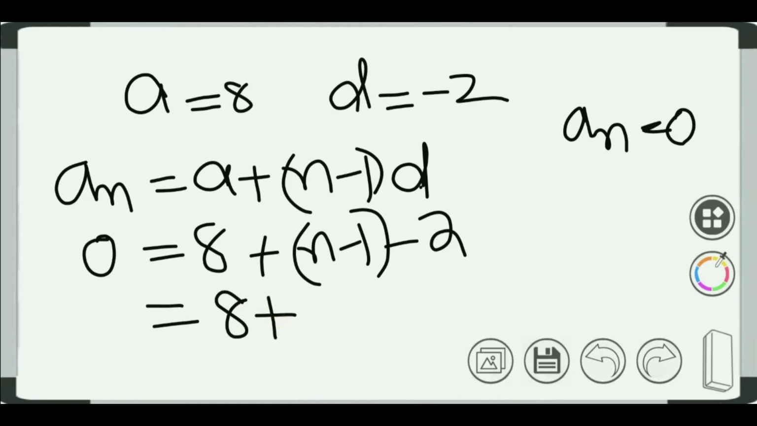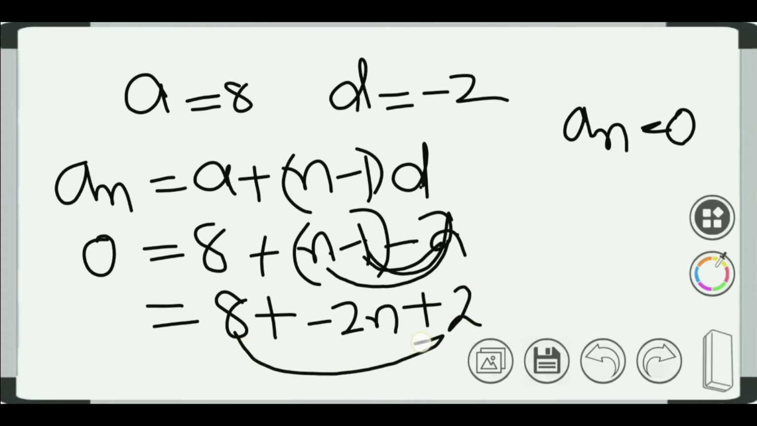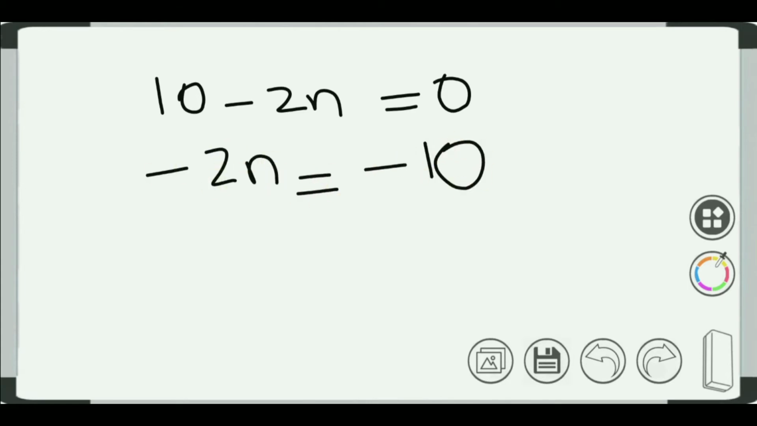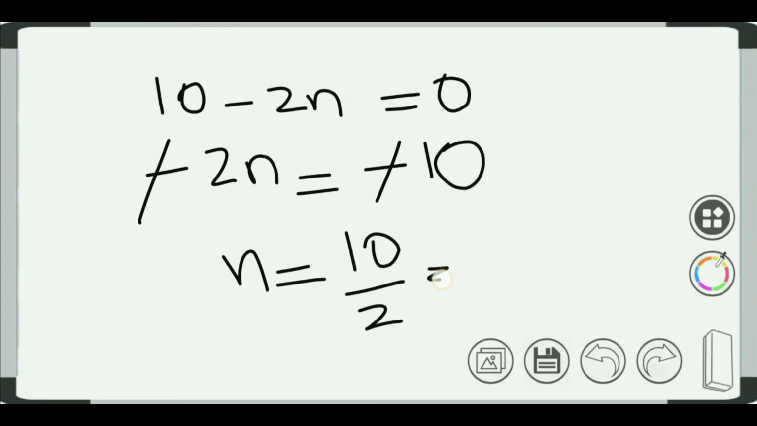Now 8 plus, I am giving this minus 2 to both. Minus 2 into n, minus 2n. Minus 2 into minus 1, negative into negative, positive, 2 into 1, 2. Now 8 plus 2 is what? 10. What is remaining? Minus 2n. See, now you got 10 minus 2n equal to 0. Now I am taking 10 this side, so plus 10 will become minus 10. Minus 2n equal to minus 10. Can I cancel both the minus signs? Now what is n? N is equal to 10 by 2, which is equal to 5.